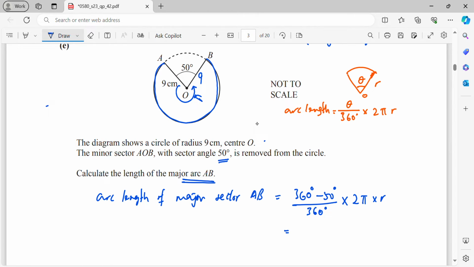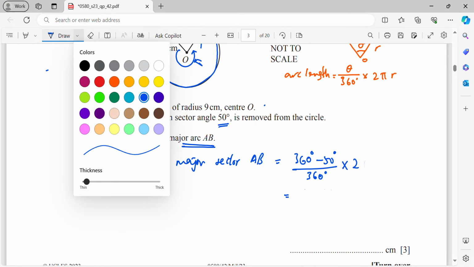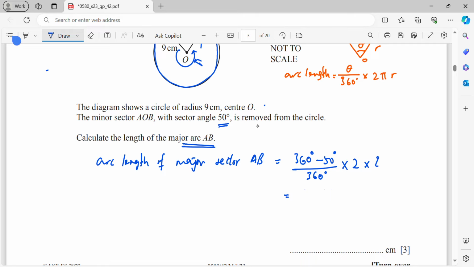So when you calculate the first one, it will be 15.5. Okay, I shouldn't write 15.5. I will just replace directly. So it will be times 2 pi. Pi is 3.142. The R is 9. Okay, because that's the formula. I will just directly calculate. Then from here, you will be getting 48.701. And now you round up, it will be 48.7. So this will be the arc length for the major arc.